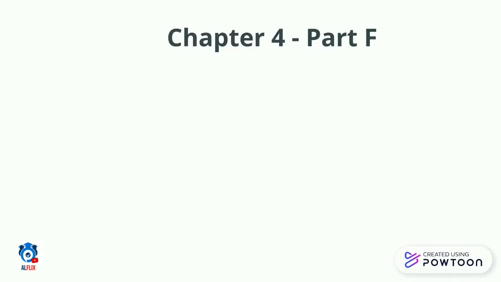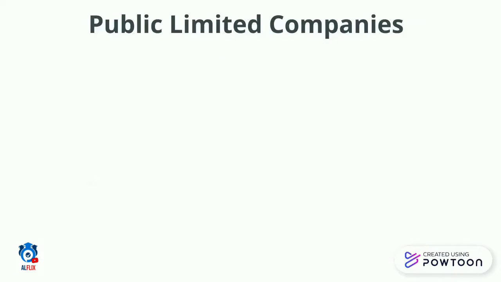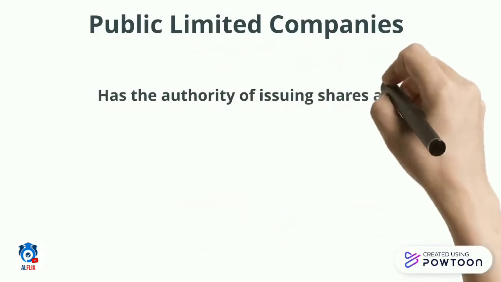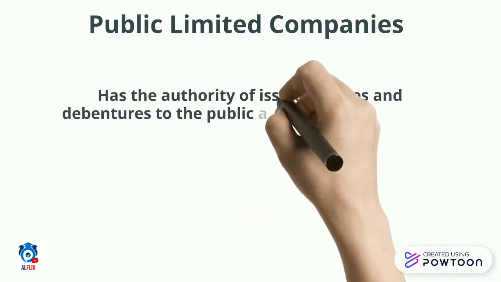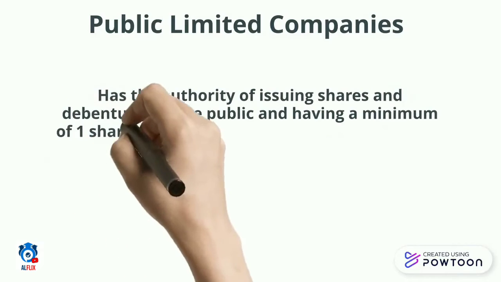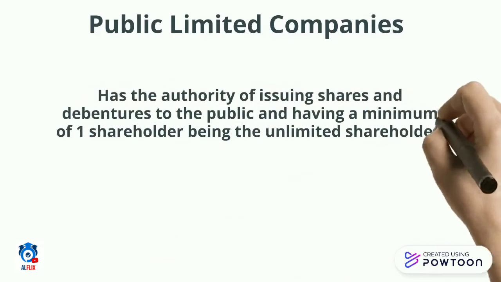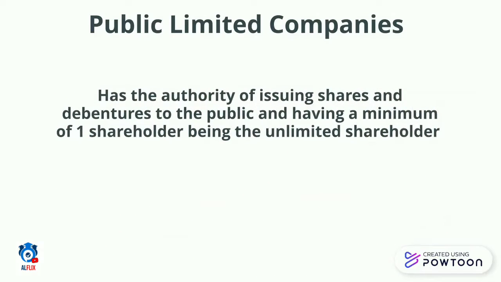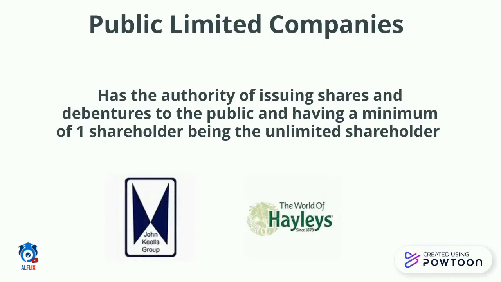Hi guys, so this is the next video in the chapter 4 series. So today we'll look into public limited companies. Public limited companies are companies that have the authority of issuing shares and debentures to the public, with a minimum of one shareholder being the unlimited shareholder. Examples are JKH, Haley's, etc.